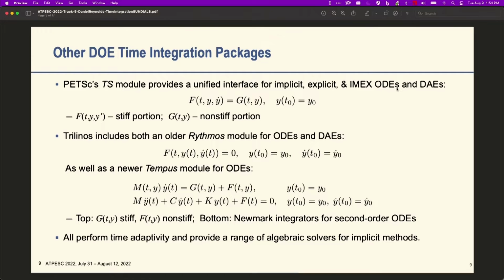All of these, SUNDIALS, PETSc, Trilinos, do time adaptivity. So they're going to try to track the time step sizes to match your application's needs, based on the tolerance values you've specified. And they all have a range of algebraic solvers. If you have an implicit method or an IMEX method and you need to solve algebraic things, you don't have to code up every piece of the nonlinear solver yourself. You can rely on other utilities for that.